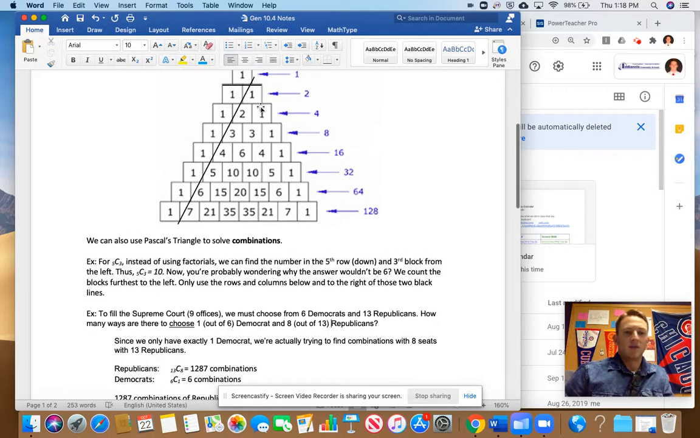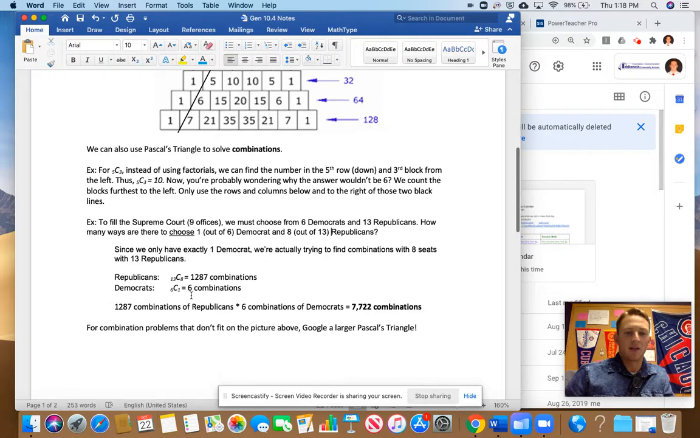Well, the 6 choose 1, let's go back up here. Let's go down to the 6th block, and then the first block is 6. So our answer to this combination is 6. But we don't have a 13th row up here, right? So if you don't have a problem that fits on the picture above, just Google a bigger Pascal's triangle. The numbers were too small to fit on the Word document.